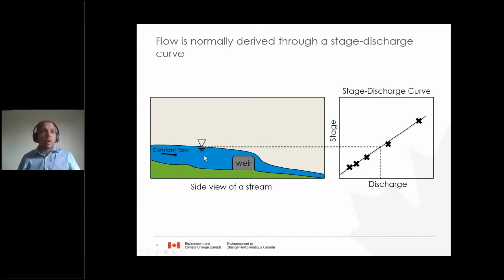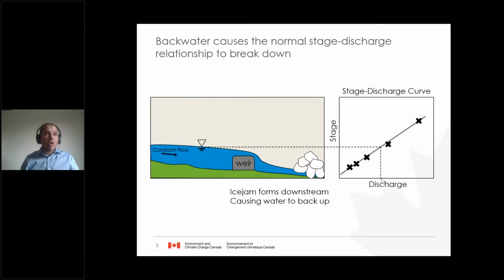And then we can create a stage discharge curve using the actual measurements. And then when we monitor the stage, we can take that stage and find the corresponding discharge. So that works for most of the stations for most of the time. However, there's always examples where it doesn't work.